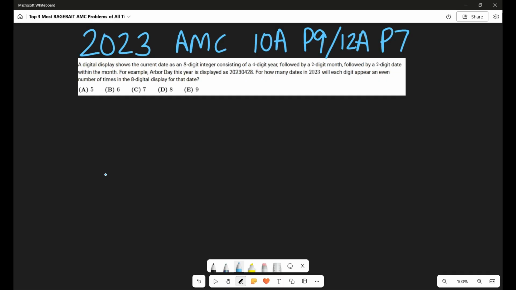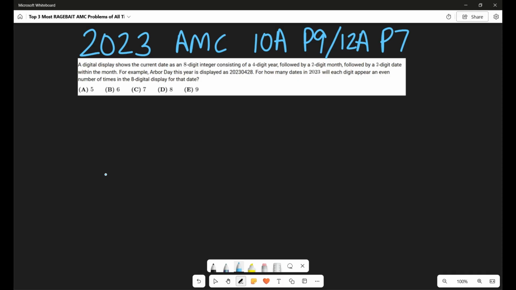It reads, a digital display shows the current date as an 8-digit integer consisting of a 4-digit year followed by a 2-digit month followed by a 2-digit date within the month. For example, Arbor Day this year is displayed as 20230428. For how many dates in 2023 will each digit appear an even number of times in the 8-digit display for that date?